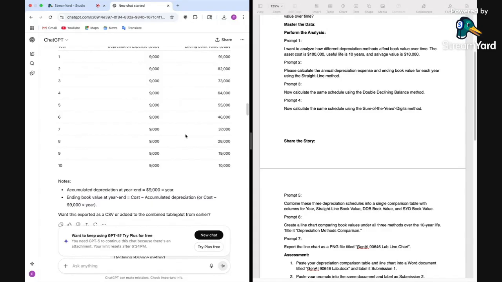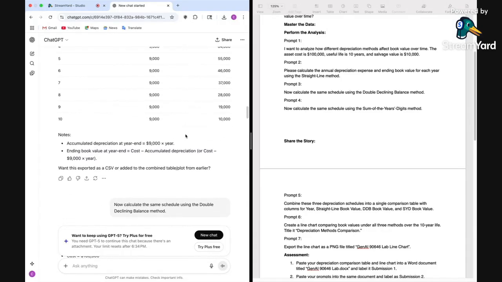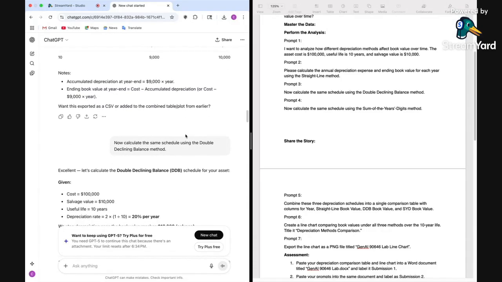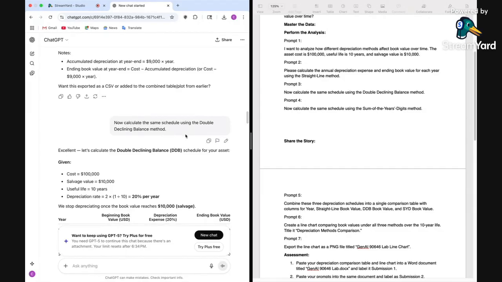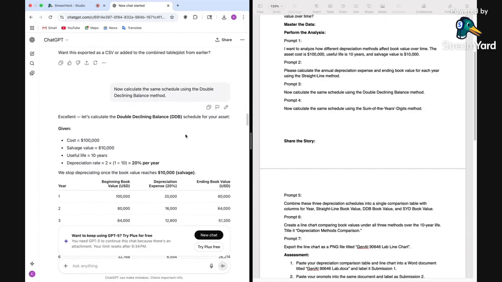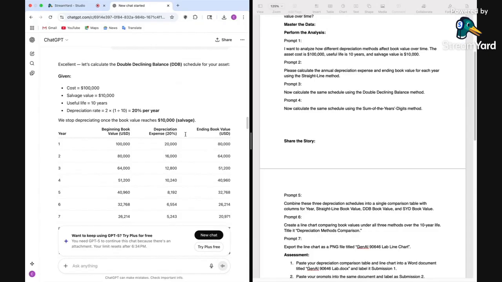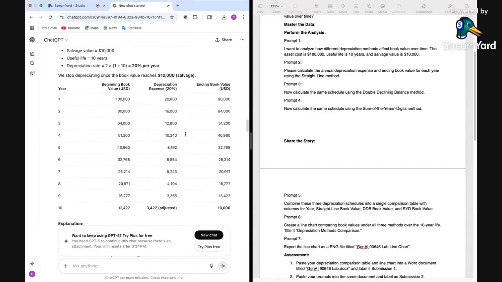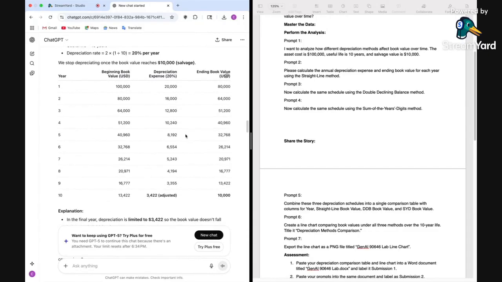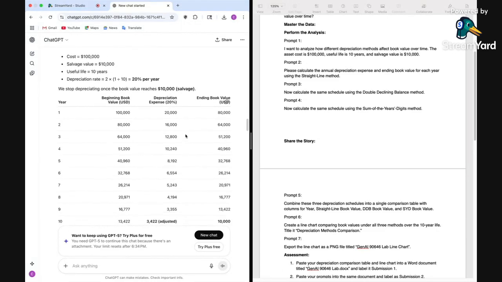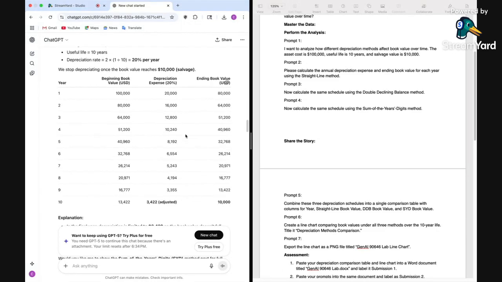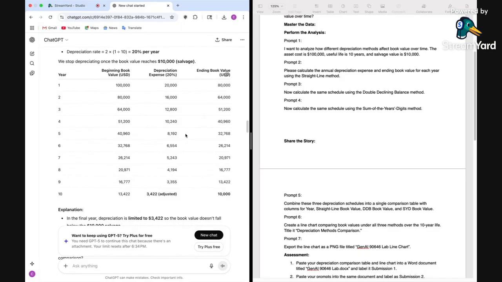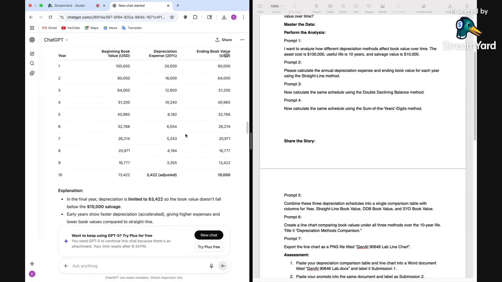After we do straight line depreciation, I'm going to ask it the next prompt, which is now calculate the same schedule using the double declining balance method. And as you can see, exact same chart. The only thing that's different is the numbers. And it gives me the formula. It explains how each number gets to the ending book value after 10 years.